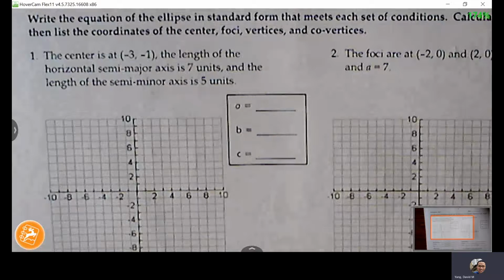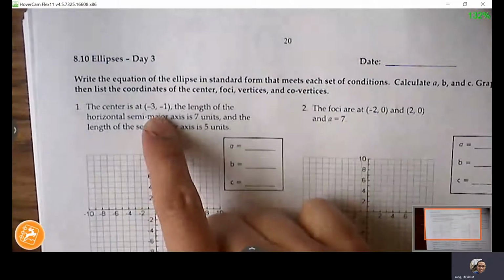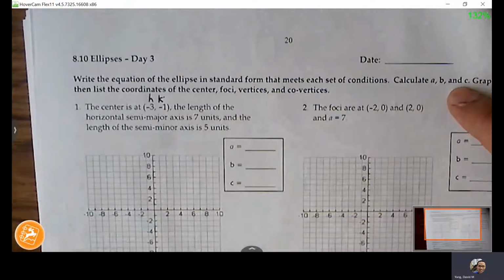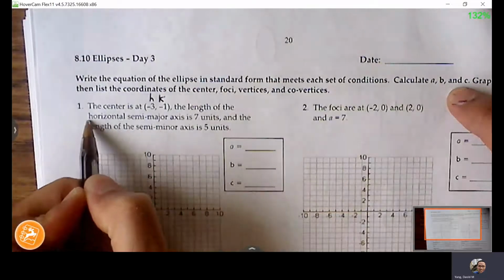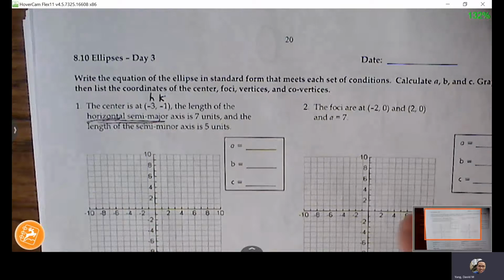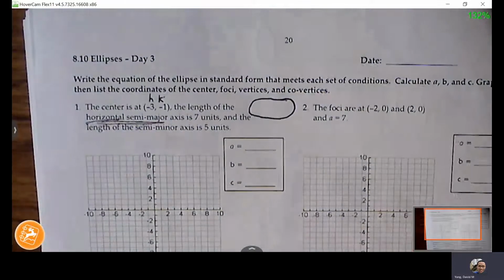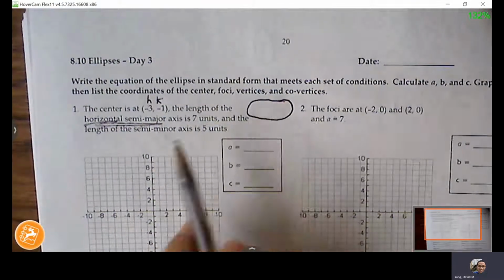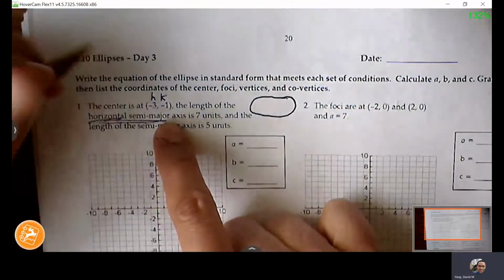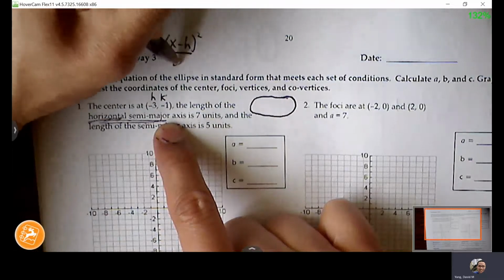Okay, so let's read the problem here. It says the center is at -3, -1, so that's our H, K. The length of the horizontal semi-major axis. So you see the word major, you see horizontal, you know it's going to look more like this. And if that's the case, we know that our A value is going to be under the X. And just from that, we can go ahead and write out our target equation that we're going to be focusing on.